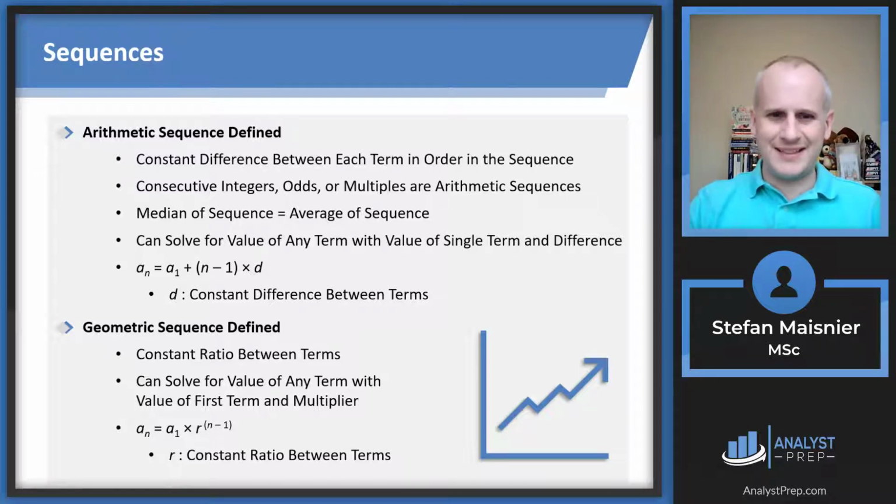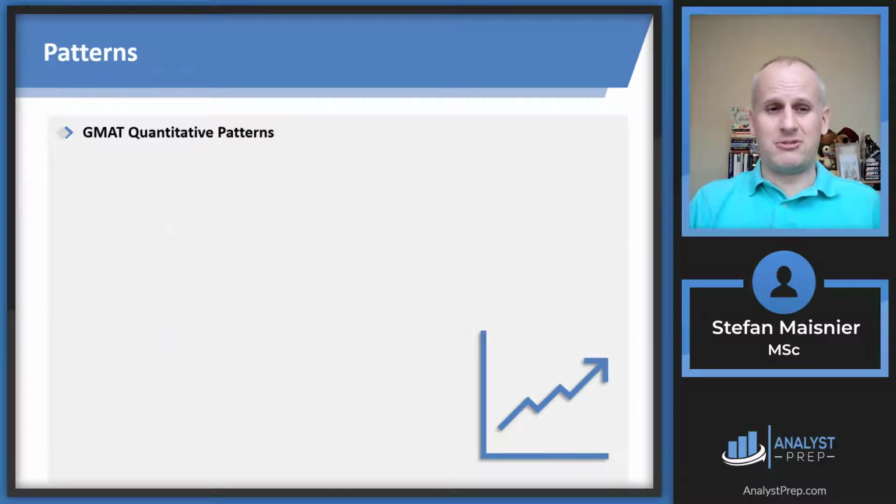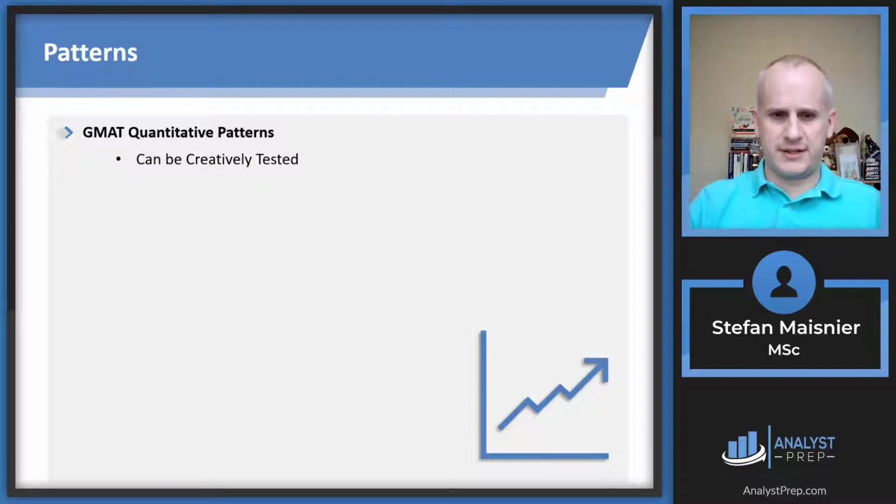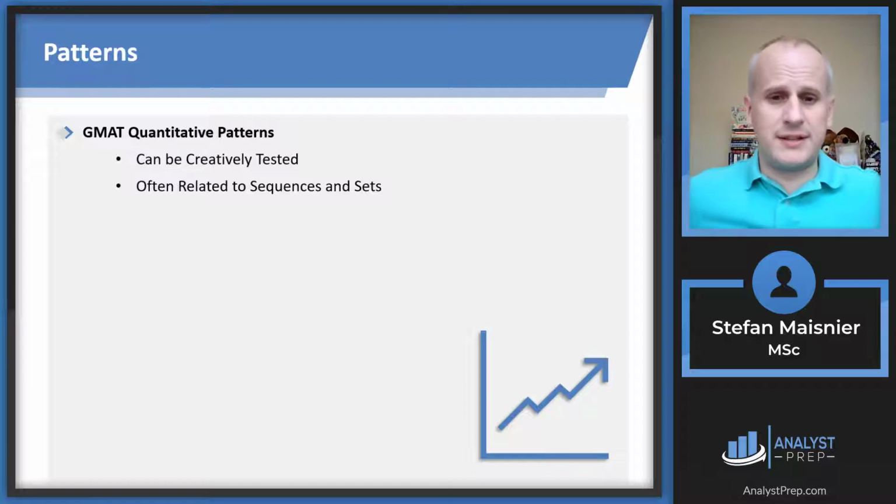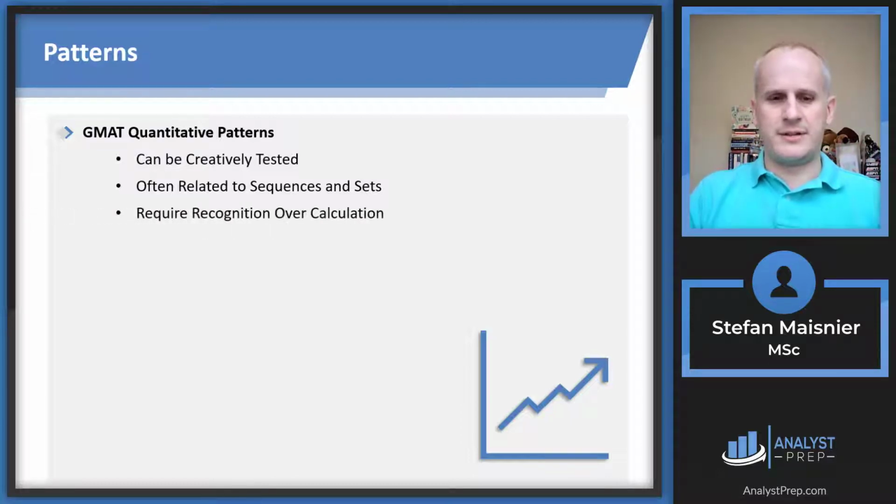Now, that said, it's not really how the exam is going to test sequences in most cases to just give you a sequence like this. They're going to test your evaluation of a pattern in a more savvy and critical thinking sort of way. So GMAT quantitative patterns can just be creatively tested. And oftentimes they're related to sets and sequences, but not always. So you just have to try to recognize whatever the pattern is within the problem as it's defined. And it's going to require more recognition logically than just rote calculation.